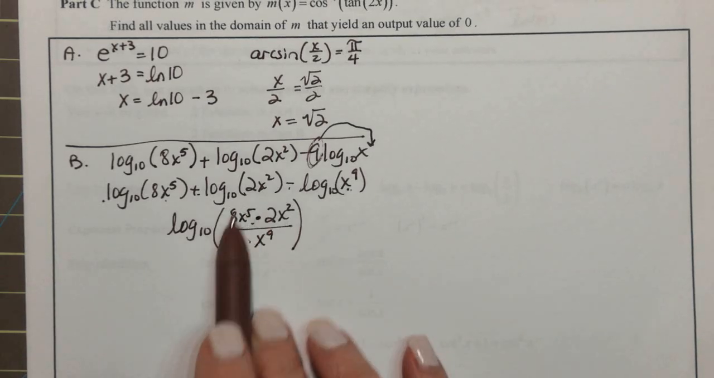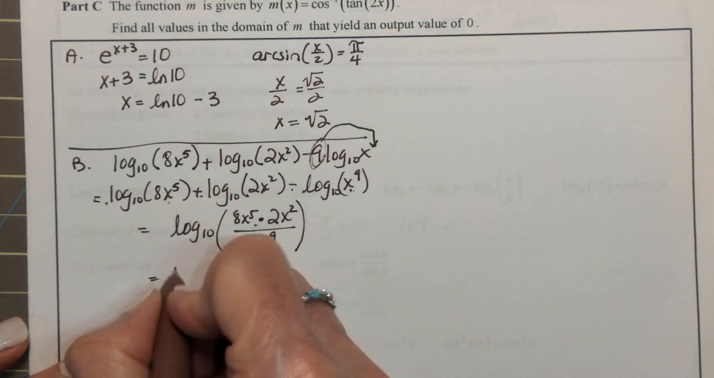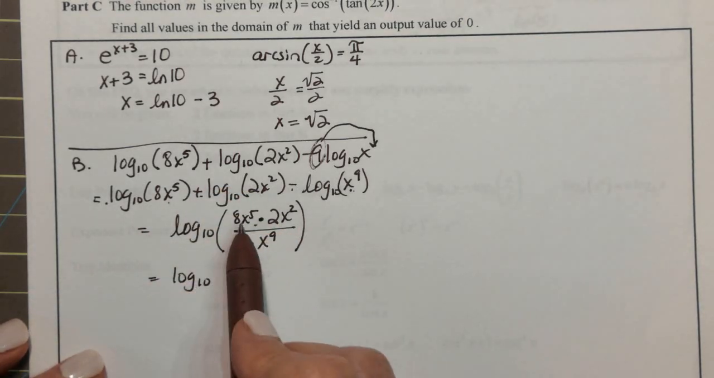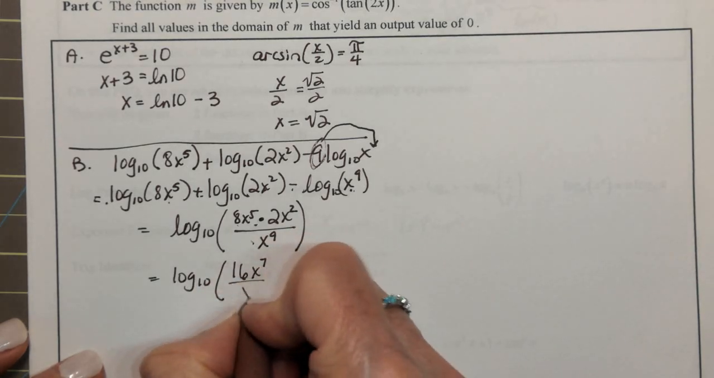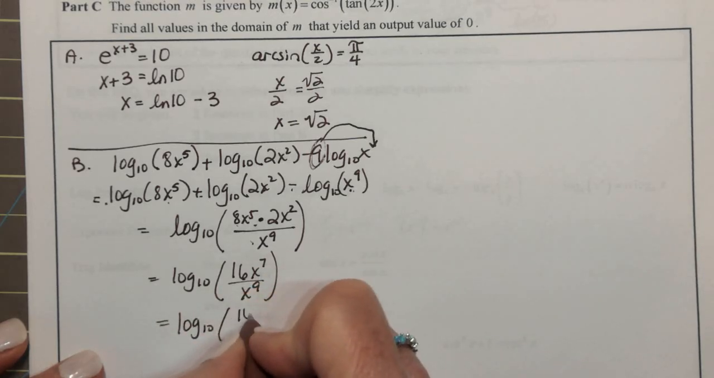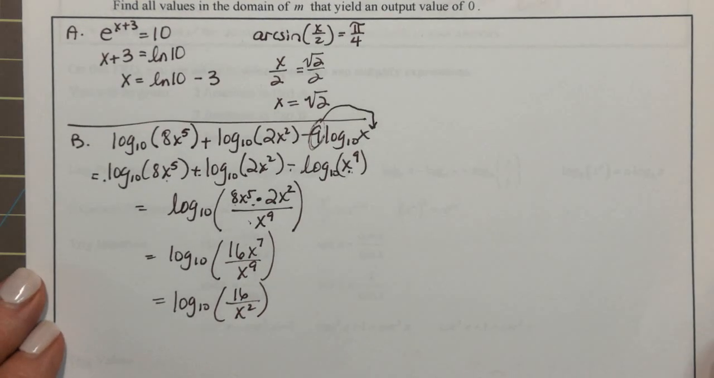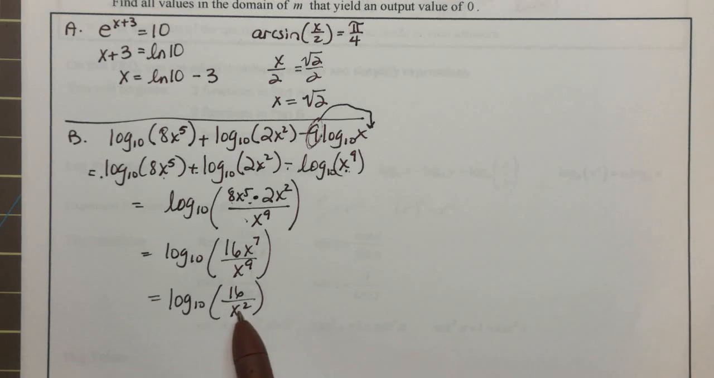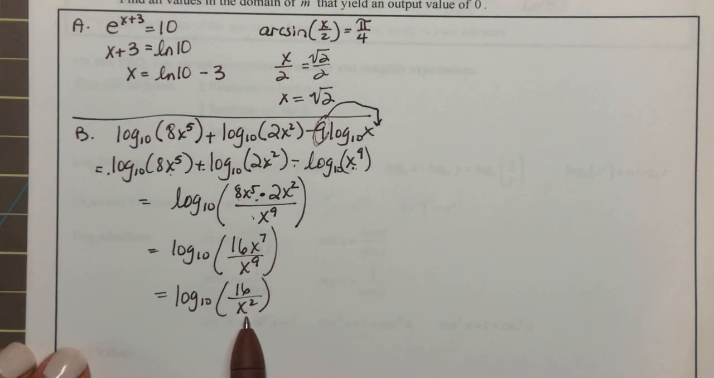Now we have to clean this up. 8 times 2 is 16. x to the 7 over x to the 9. Now reduce your x's. It said no negative exponents, so do not bring this to the top and give it a negative exponent. Leave it on the bottom with a positive exponent. We're done right here.